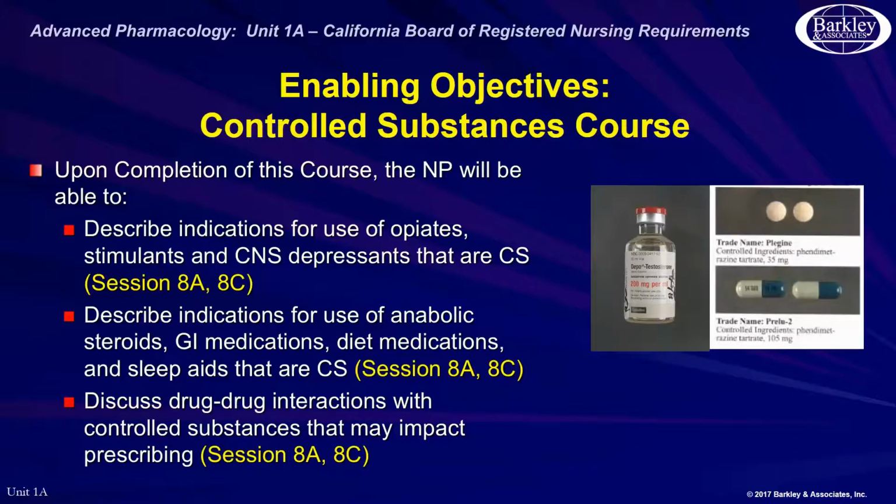So students, upon completing these modules, will have a good understanding of a wide variety of controlled substances, not just the opioids, but additional medications, including steroids, GI medications, diet medications, stimulants, and additional depressants, and then how these drugs interact, how these drugs may lead to drug-drug interactions, how these drugs may have adverse effects as well.